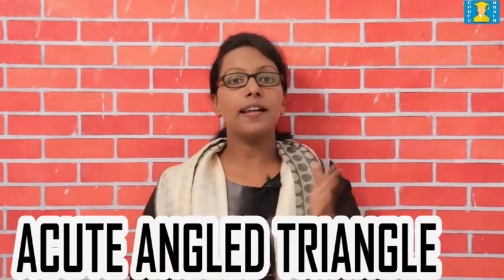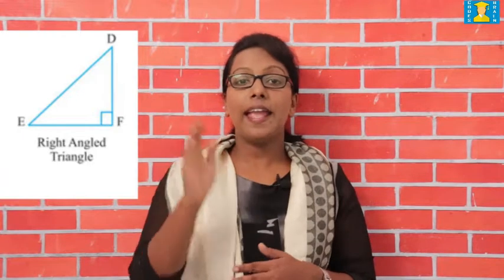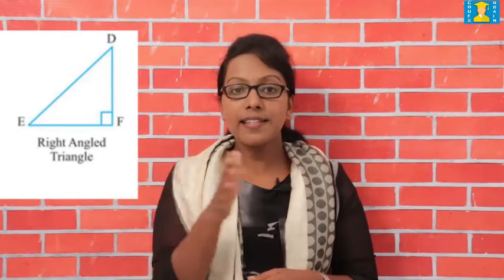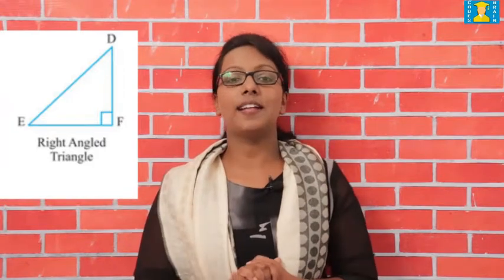The naming, type B: naming triangles based on angles. On that topic, subtopic number 1, acute angle triangle. See the figure. If each angle is less than 90 degrees, then the triangle is called an acute angle triangle. Then right angle triangle. See the figure. If any one angle is a right angle, then the triangle is called a right angled triangle.